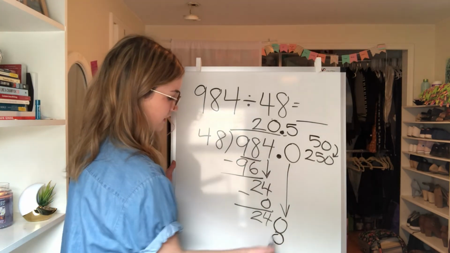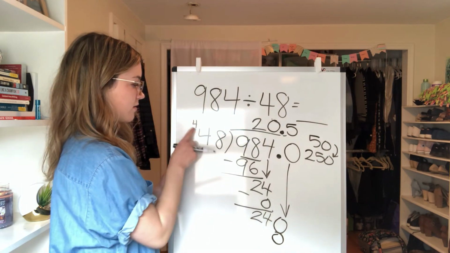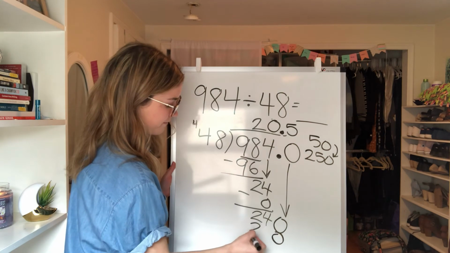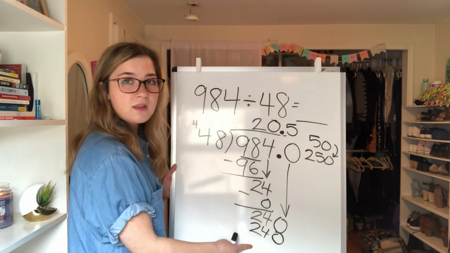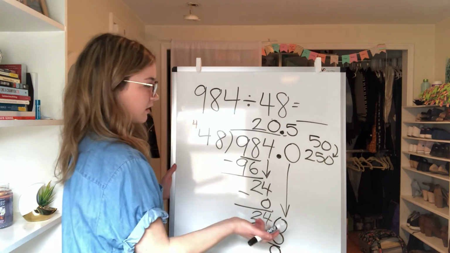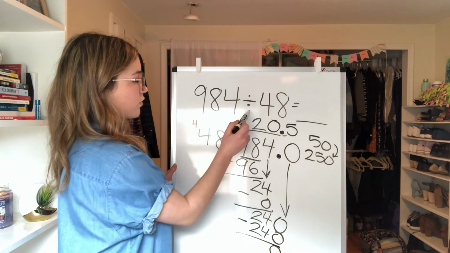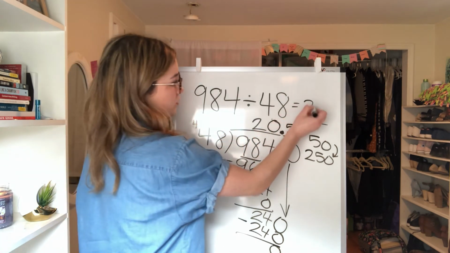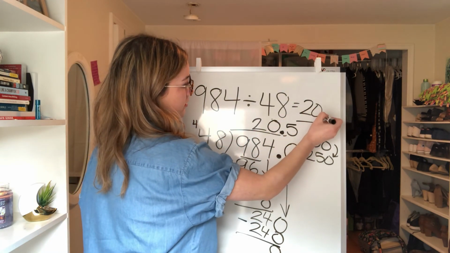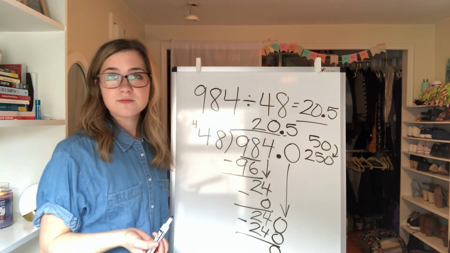I'm going to write the 0 here, carry the 4. 5 times 4 is 20, plus the 4 is 24. So I guessed it exactly right. So when I subtract, I get 0, and so I'm done. So the quotient to the division problem 984 divided by 48 is 20.5, or some people would say 20 and 5/10. And that's it.